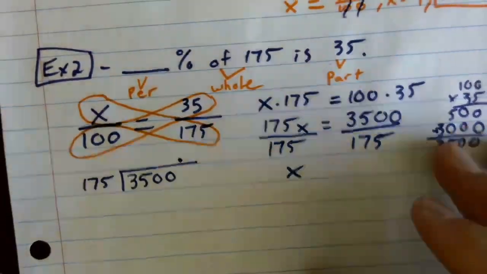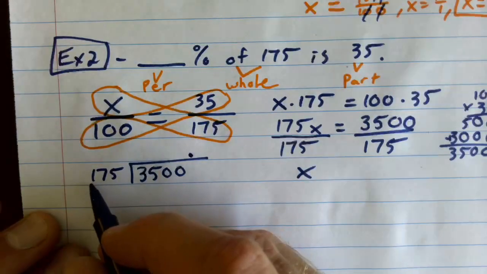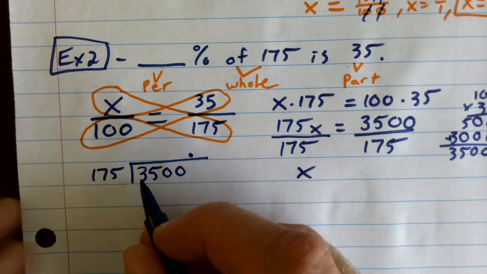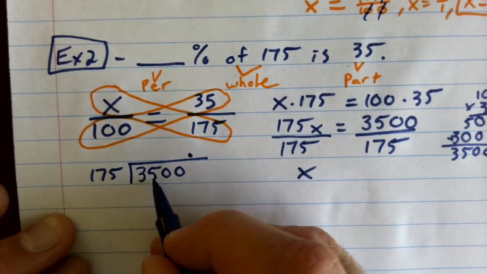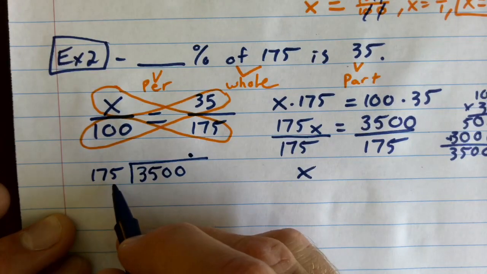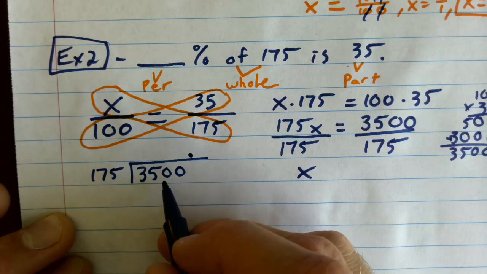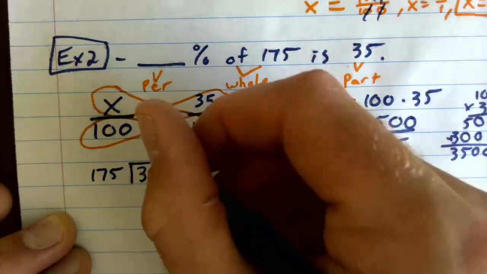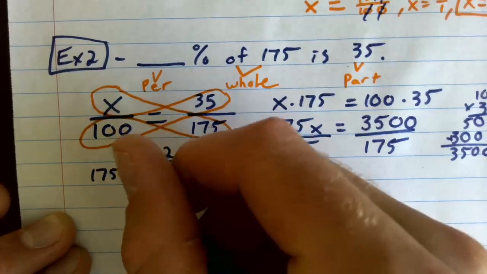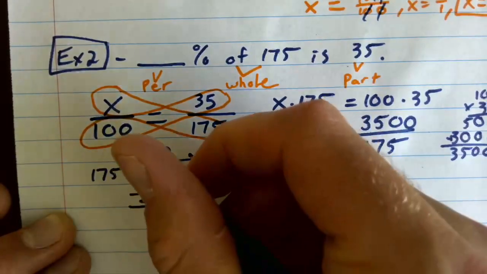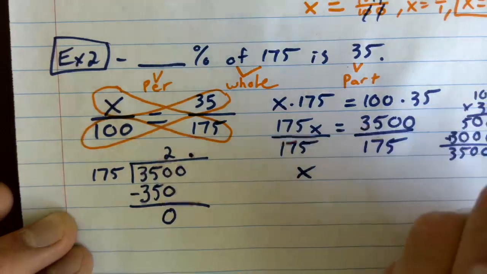All right. And then how many times can 175 go into 3? Well, it can't. How many times does 175 go into 35? Can't either. How many times does 175 go into 350? Well, it's 2 times. 175 times 2 is 350. Subtract, and 350 minus 350 is 0.